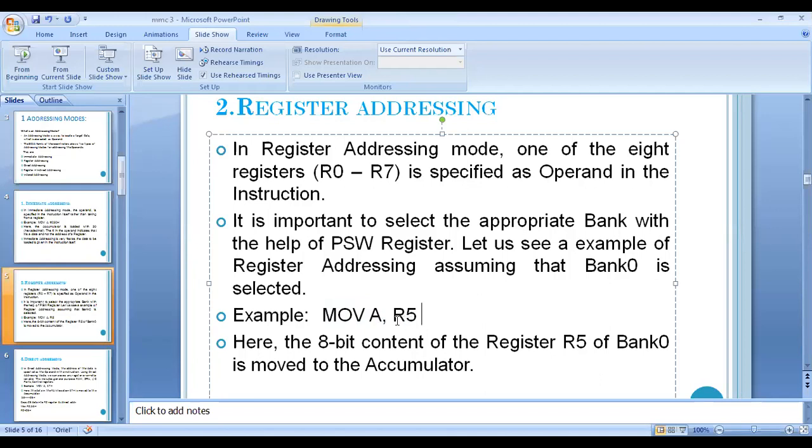R5. म्हणजे इथं तुम्हाला डेटा कोण देणार आहे? R5 देणार आहे. म्हणजे कोण देणार आहे? रजिस्टर देणार आहे. So that's why it is called register addressing mode. Okay, so in the register addressing mode, one of the 8 registers, that is R0 to R7, is specified as an operand in the instruction. So whatever is your operand, operand म्हणजे काय? ज्या डेटावर आपल्याला काम करायचंय. जर मी तुम्हाला सांगितलं perform the addition of 3 and 5, so 3 and 5 is your operand. So you have to store that operand into the register first, and you have to just mention the name of that register. Is it okay now?